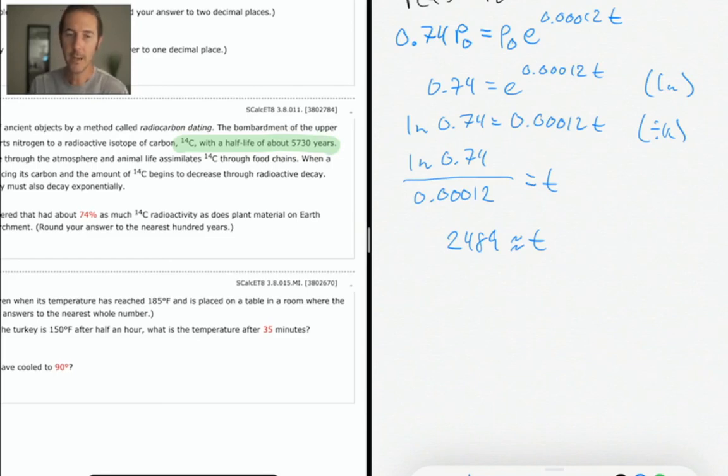If you had divided by the wrong number, if you had typed in divided by 0.0012, if you had left out one of those zeros, then your answer would be 1/10 as many years as it should be. You would have gotten 248.9 years. That is not a reasonable answer when you compare it to the half-life of 5,730. So don't hesitate to check in and make sure that your answers are sounding reasonable, whether it's a half-life or a population growth kind of a problem. Always good to compare your number to the numbers that were given to you.